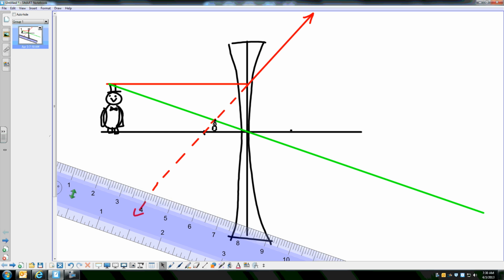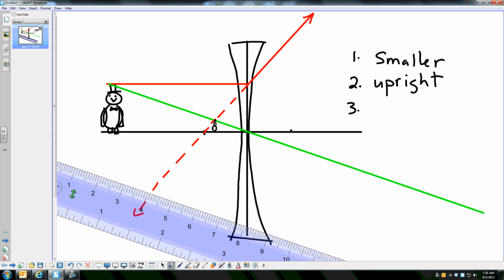There. So you will notice that the image is a lot smaller. It's upright, and it's on the same side of the lens as its object. So there are three descriptors for this. 1, 2, 3. Magnification: smaller. Upright or upside down? Upright.